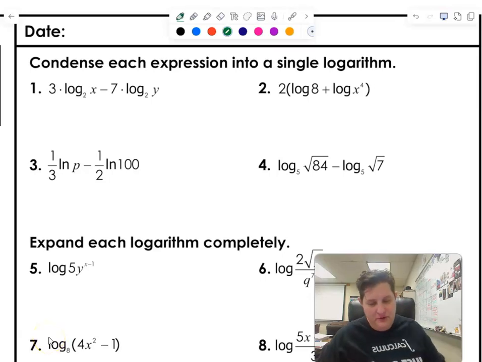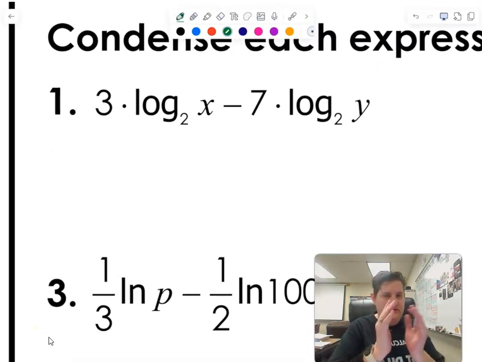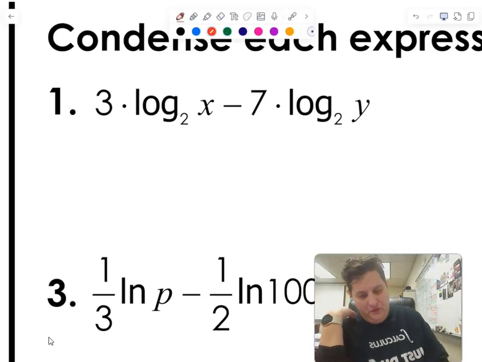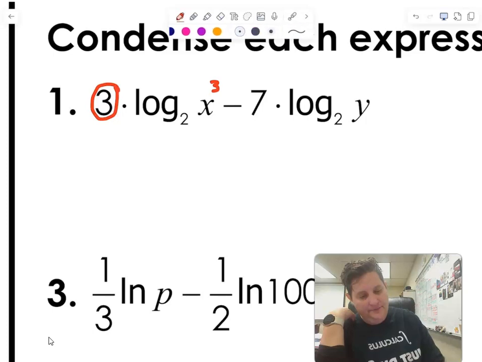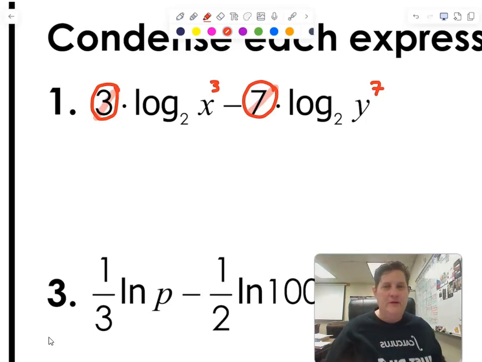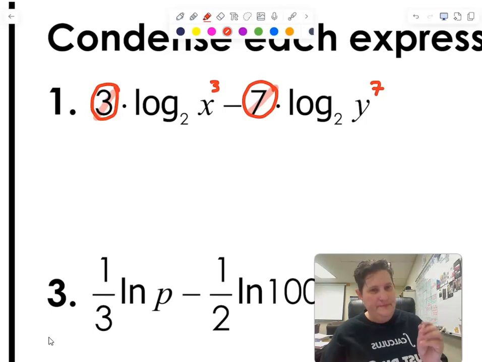Now guys, when you are condensing, that means we're putting it all together, right? The first thing you want to do is bring these numbers up. So that third will come up, and I'll get rid of it so you can see that it's not there anymore. Great. And then this 7 will come up. So it's log base 2 of x to the third minus log base 2 of y to the 7th.